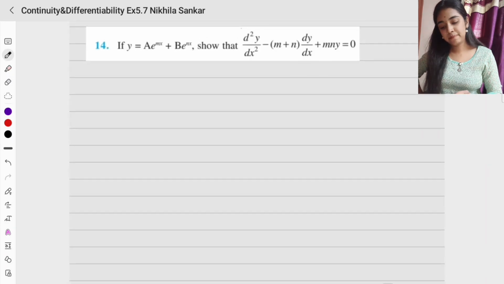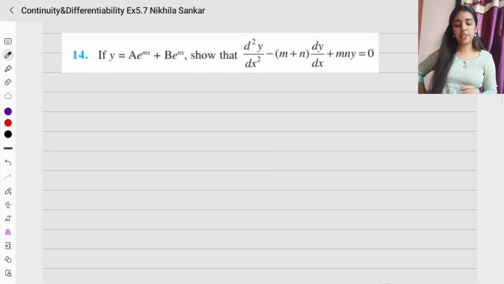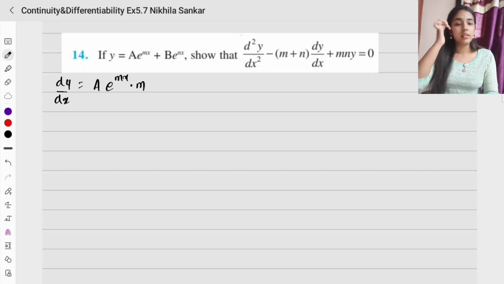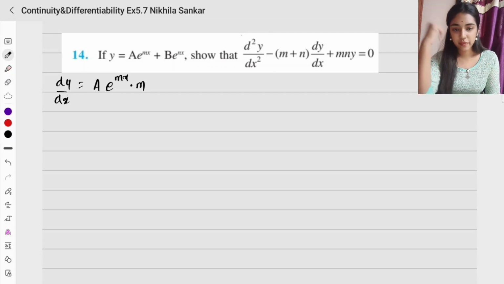Question number 14. Y equals something. I need to prove this again. So what is going to happen when we prove this? I'll have dy by dx. My first order is going to be, a is a constant, e to the mx, but my constant coefficient is m. Coefficient of x is going to be m.